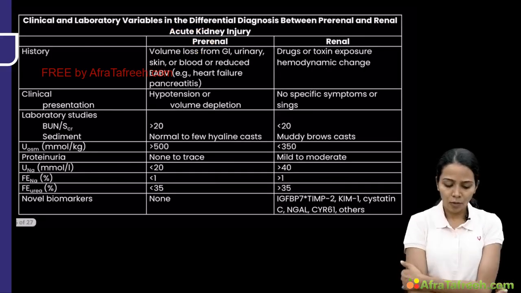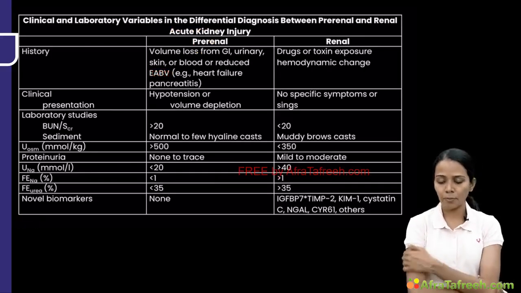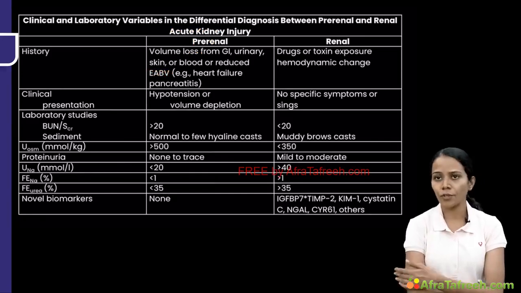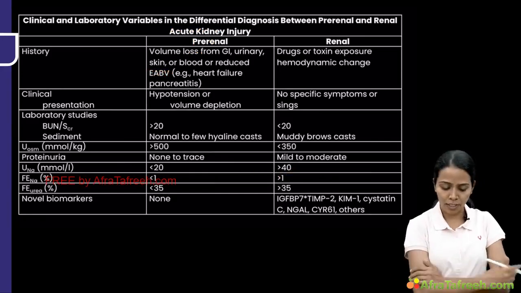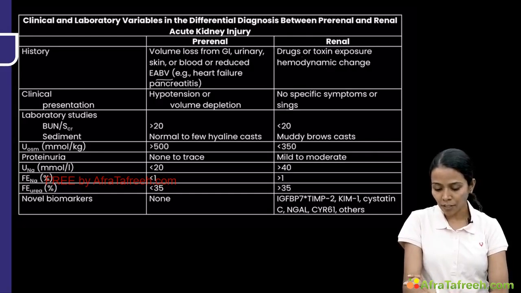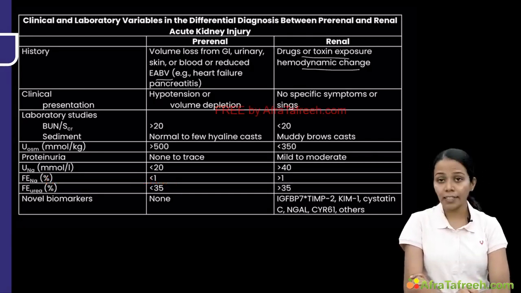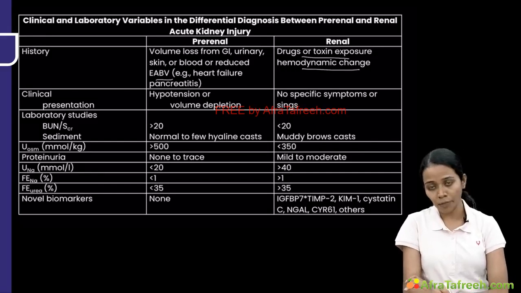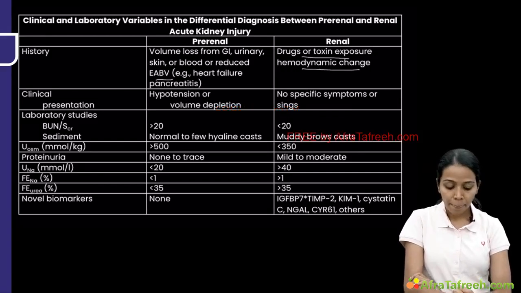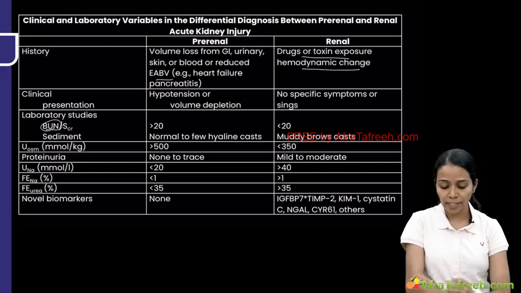Okay. Now, clinical and laboratory variables differentiating between prerenal and renal is, in prerenal history, you are going to have history of volume loss from GI, urinary, skin or blood, or reduced effective arterial blood volume. In renal, you are going to have drug or toxin exposure or hemodynamic change. Okay. Clinical presentation, these patients will be in hypotension or volume depletion. Here, nothing like that.